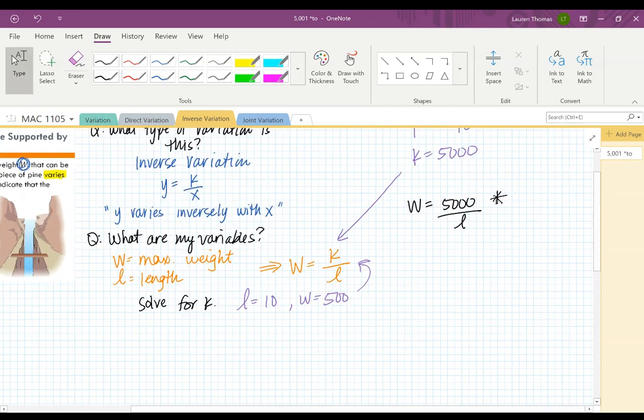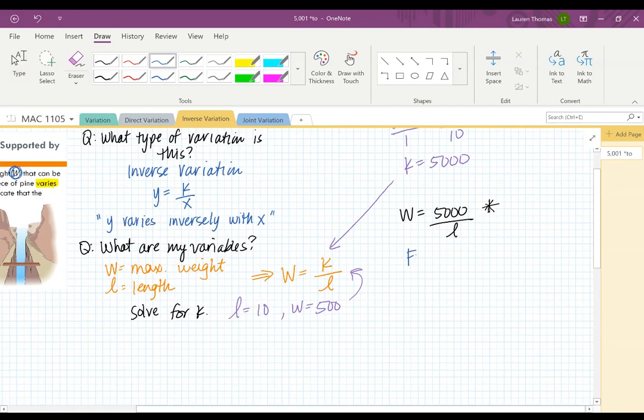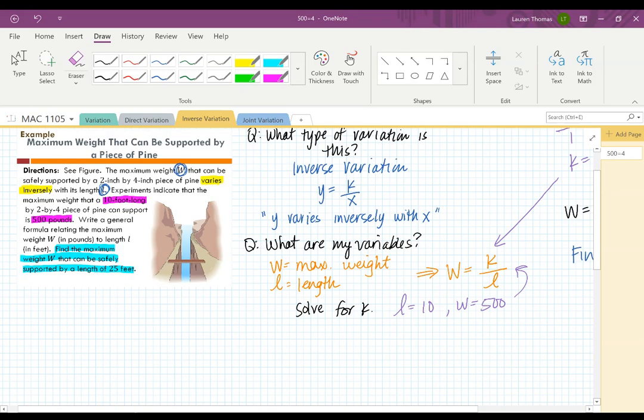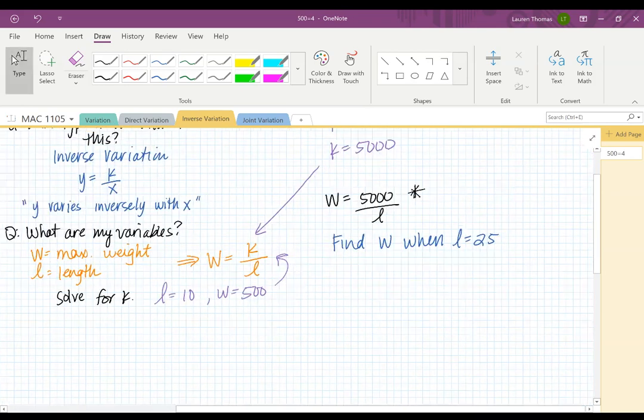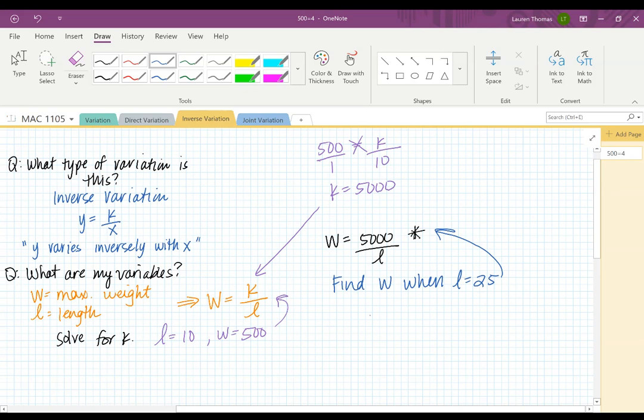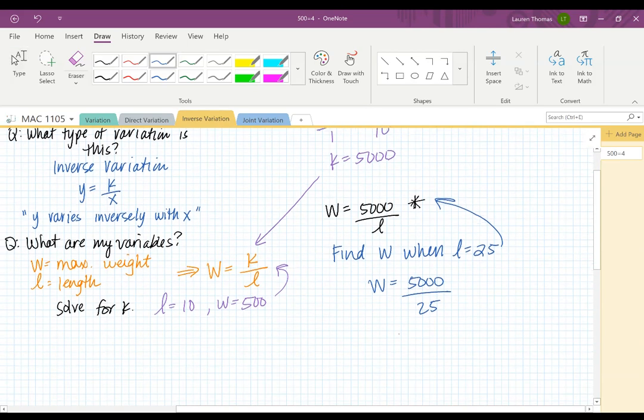All right, well, we can do that. So they want us to find W when L equals 25 feet. Make sure I got that right. Yep. All right, so we're going to plug that in. We have our model, and now we have the values that they want us to find. So we're going to say W equals 5,000 divided by 25. When I do that division, W equals 200. And remember, W is being measured in pounds. So that should be our answer.